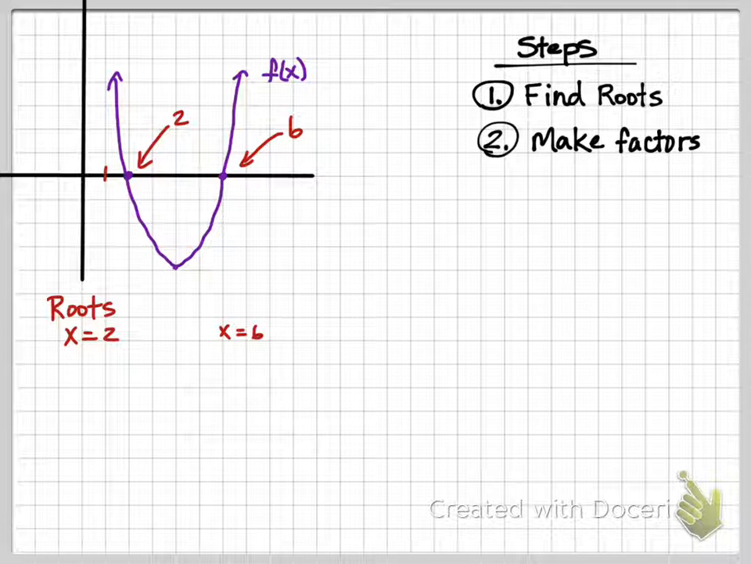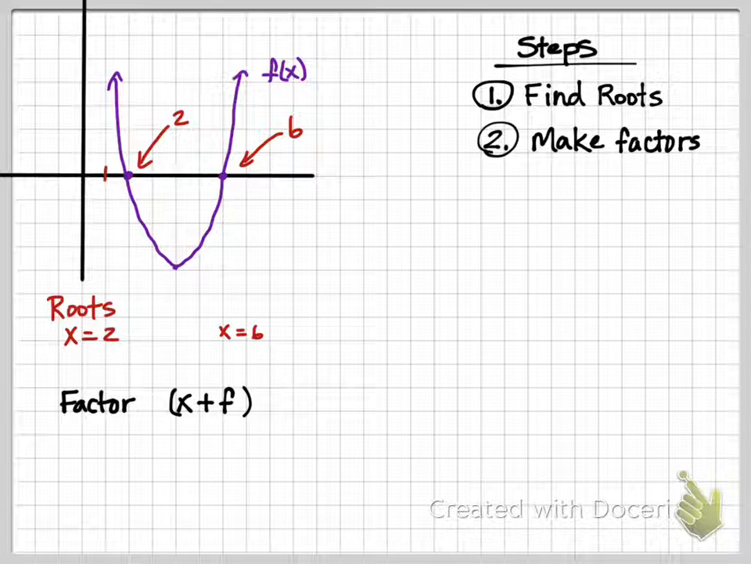Now before, we said factors were like x plus 2 or x plus 3 or something like that. So a factor looks like x plus or minus something. That's a factor. But here we have roots. We don't have factors. We have x equals 2, and we have x equals 6, but we don't have an x plus or minus 2 or an x plus or minus 6.